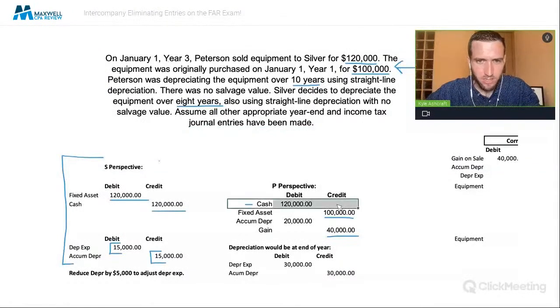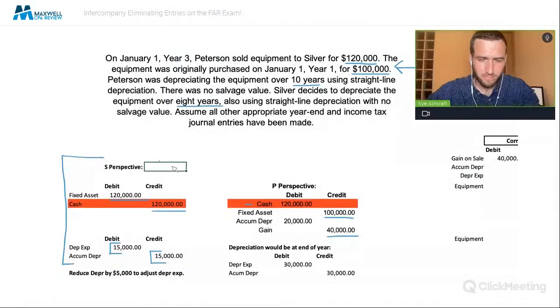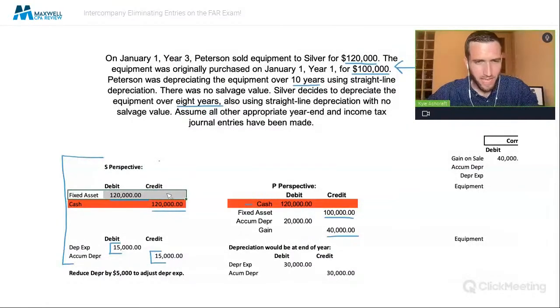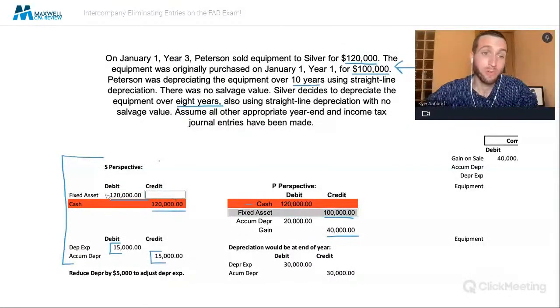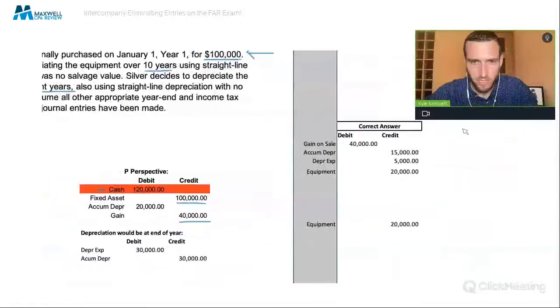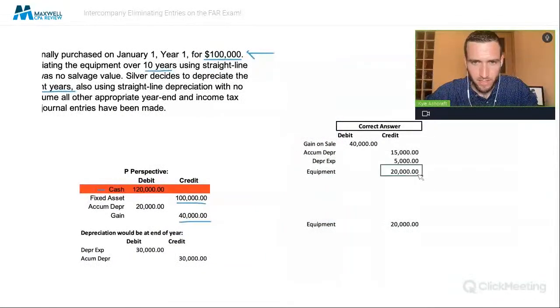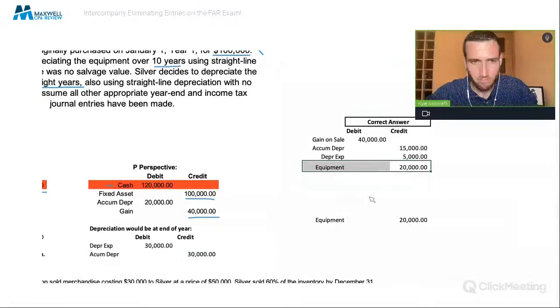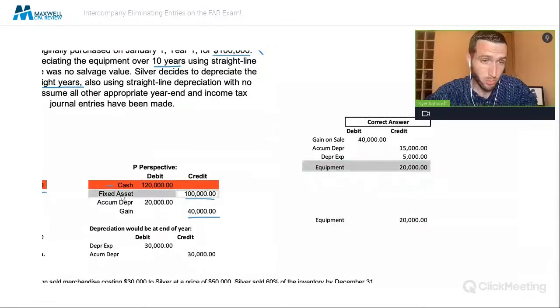First thing, cash we ignore, right? We look at his fixed asset. It was originally $100,000, and then it was written up to $120,000. So it shouldn't have been inflated by this $20,000. So we need to reverse that out. So we're going to see this entry right over here. We are crediting the equipment for $20,000 because we recorded $20,000 too much.